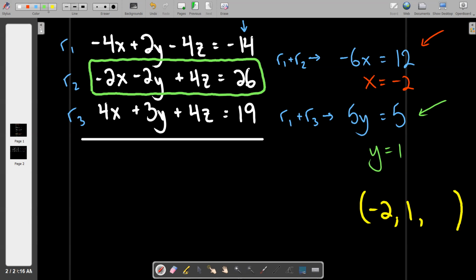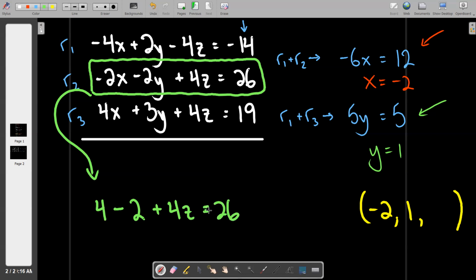So if I take that green boxed equation down here and I change its x into -2, it'll say 4. And then if I change its y into 1, it says -2. And then plus 4z equals 26. And on the left side, I'm going to do some basic algebra here. 4 minus 2 is 2. Subtract the 2 from both sides, and you get 4z equals 24. Divide both sides by 4, and z equals 6.